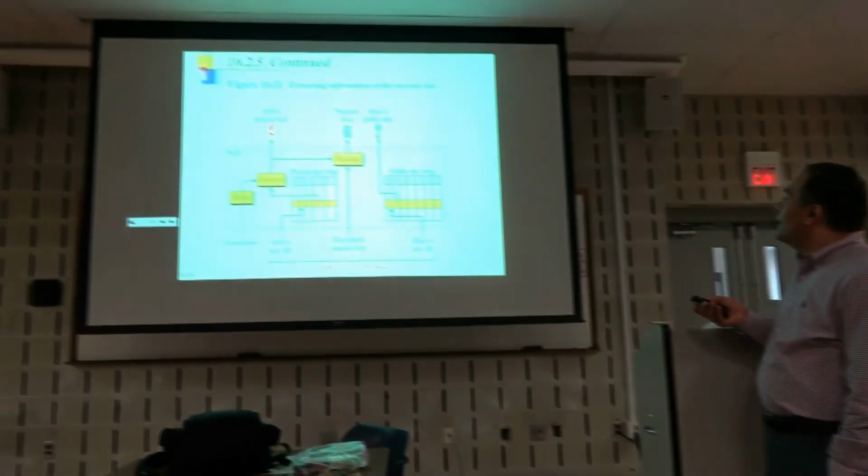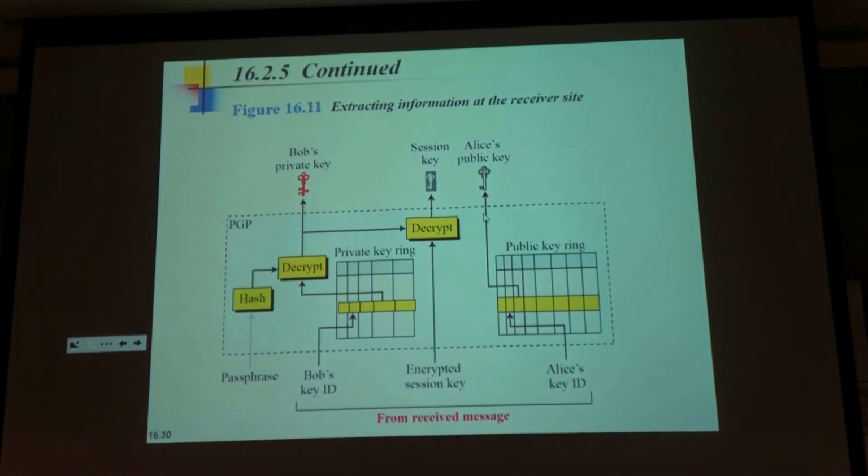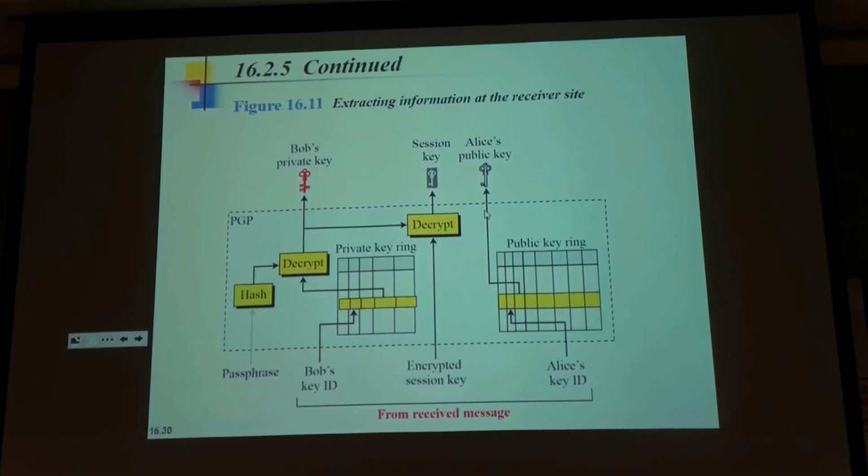Okay, extracting information at the receiver side. What do you need at the receiver side? Again, I need the passphrase. I need the PGP's ID, the encrypted session key. I need the private key, the session key, and Alice's public key. Same thing: I have the passphrase which was sent to the hash to do the decryption. I get that private key, and the encrypted session key. I get the session key, and then I get the private key. So just like the two tables, you have to get the information from the tables.